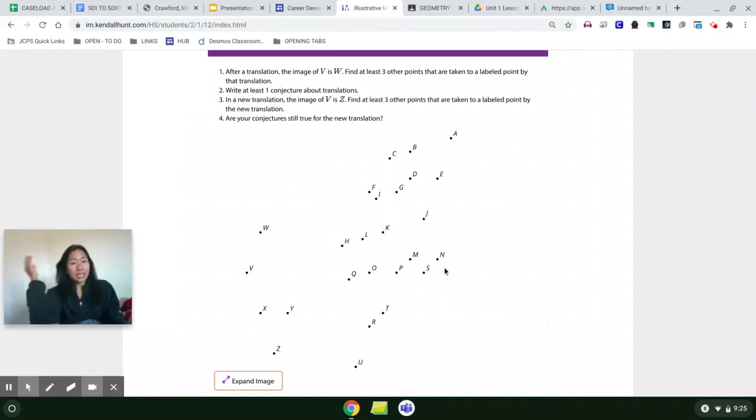This one I will say is a little bit harder because it takes more distance, and it is a little bit further away from everything else. But we don't know, right? However, for number 4, are your conjectures still true for the new translation? Think about the things that we wanted to think about. We wanted to think about that the distance was going to be the same, that the angles were going to be the same, that they were going to be in different areas. But ideally, if you trace a vector line and move it from point to point to point, it should still satisfy the same distance of the 2 endpoints.